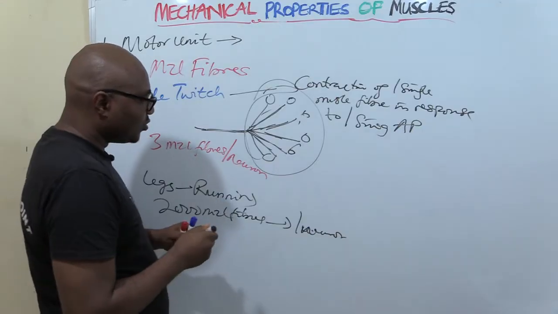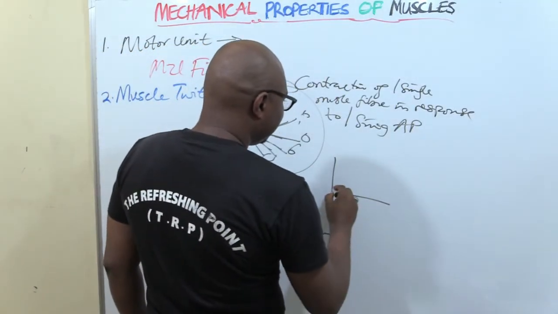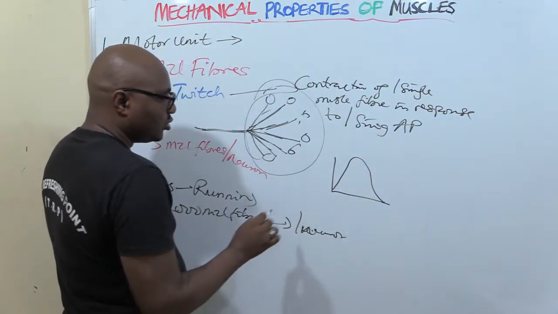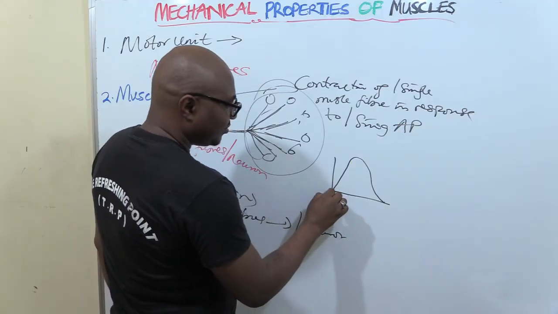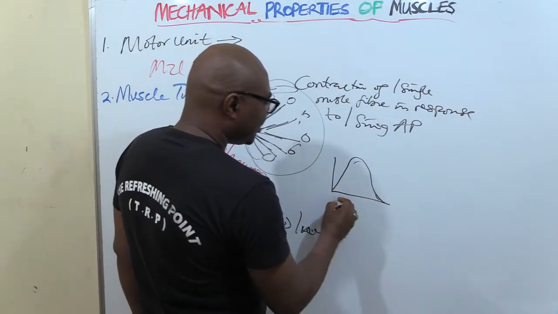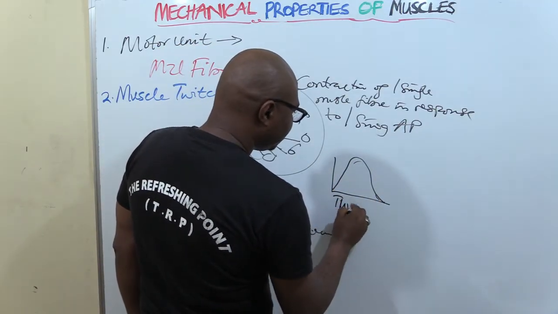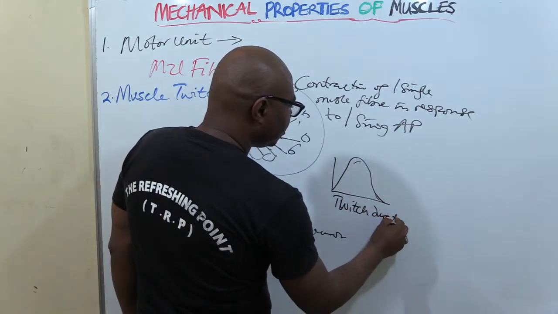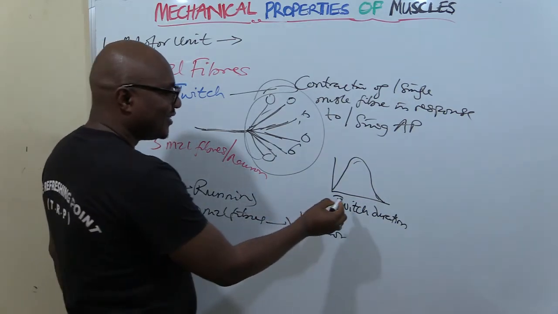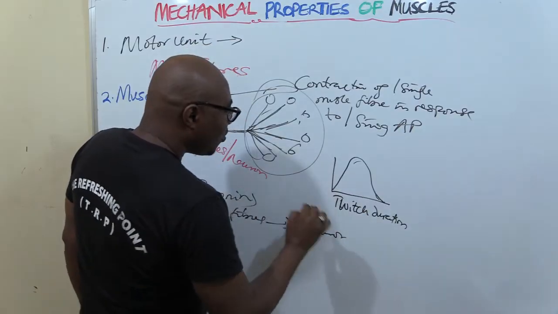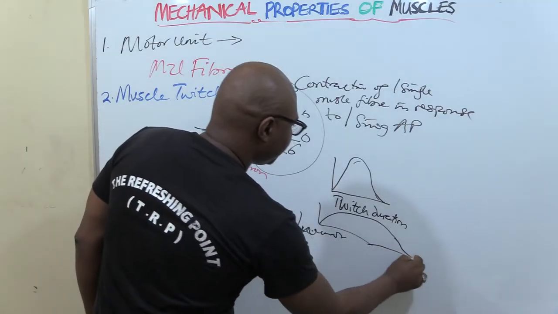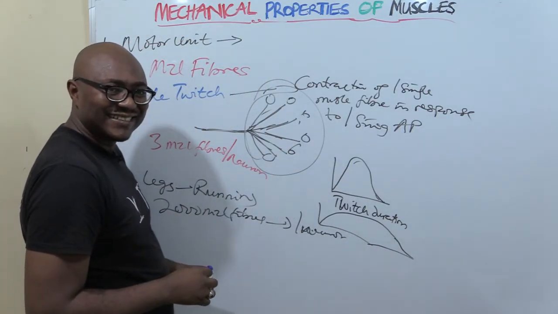Do you understand? So you have something like this, tension against length. So it goes like this. When an action potential supplies the muscle, it will contract and relax. So the beginning of contraction to the end of relaxation is known as twitch duration. So fast muscles have a short twitch duration, while slow muscles have longer twitch duration. Do you understand that? Twitch duration.